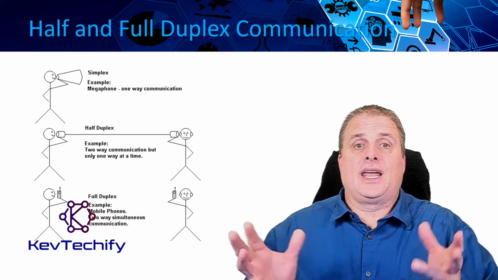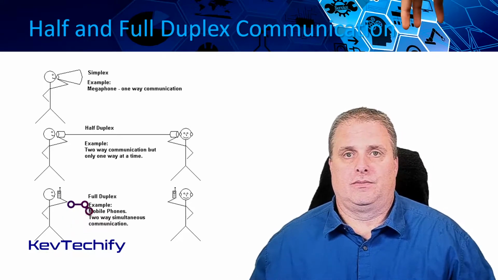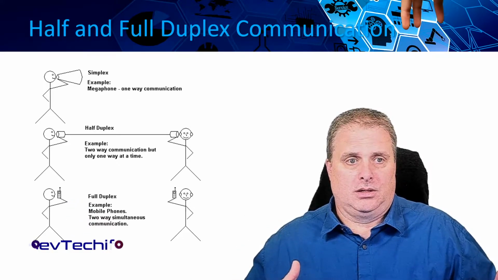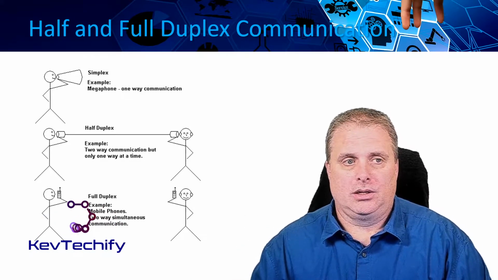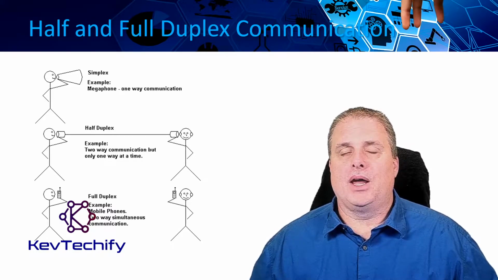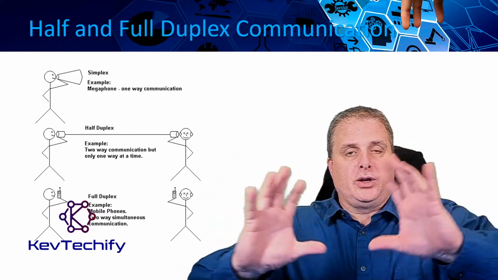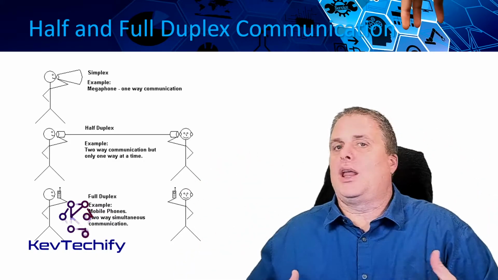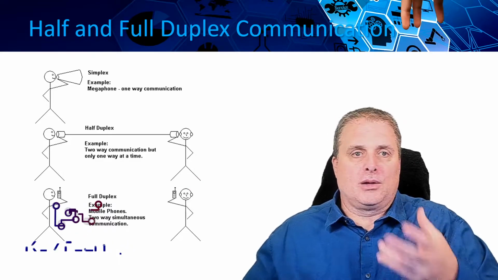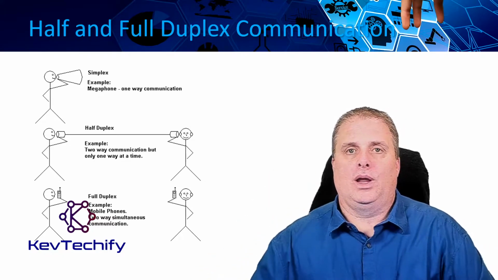Now, how this communication happens, it can either happen in simplex, half-duplex or full-duplex. Simplex is one-way communication. One-way communication would be something like a megaphone, where somebody is yelling and everybody is just hearing it. They're not communicating back to the person yelling. Communication is just happening in one way.